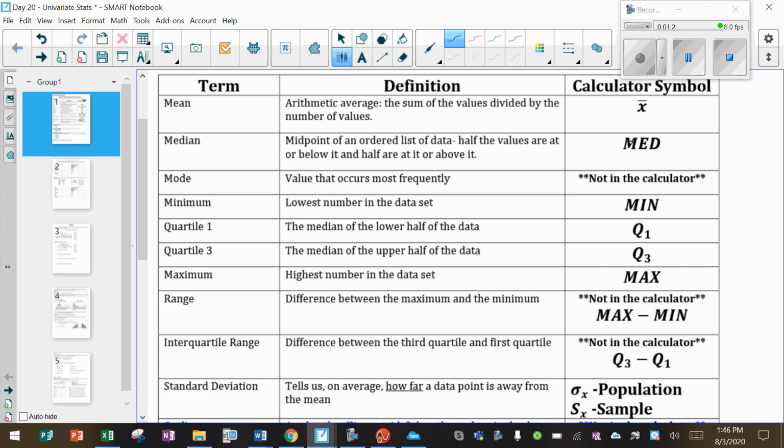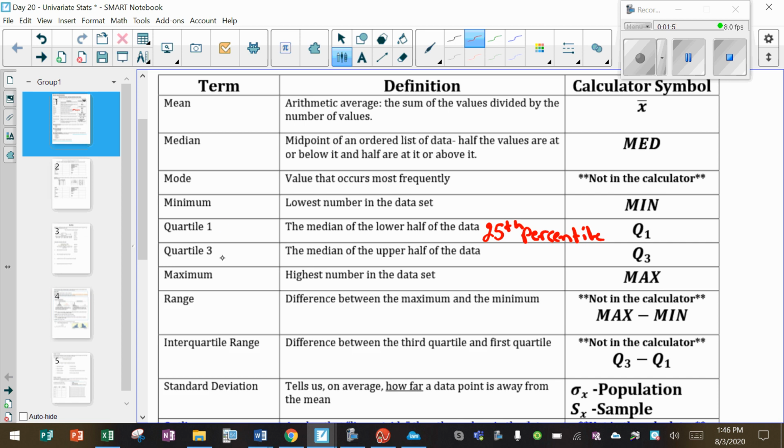Minimum, exactly what you might guess, is the lowest number in the data set. Quartile 1, also represented by Q sub 1, Q1, that is the number that's exactly in the middle of the minimum and the median. So that is the 25th, it's also called the 25th percentile score, because 25% or 1/4 of the numbers are at or below that.